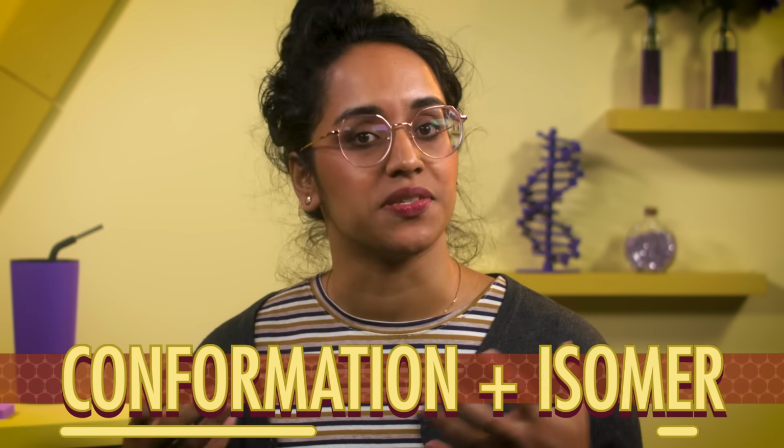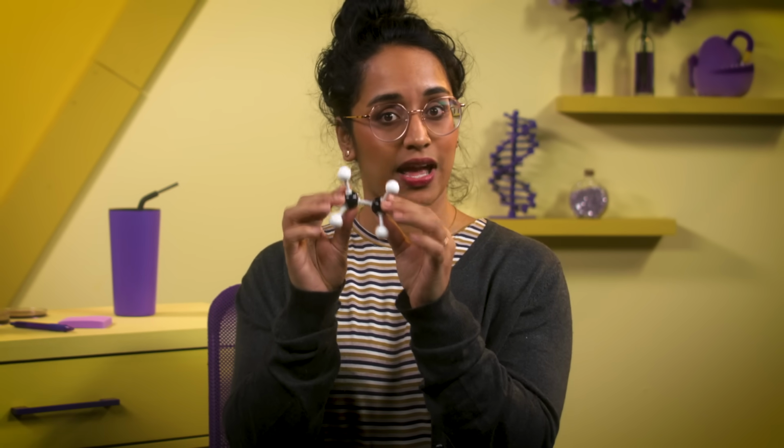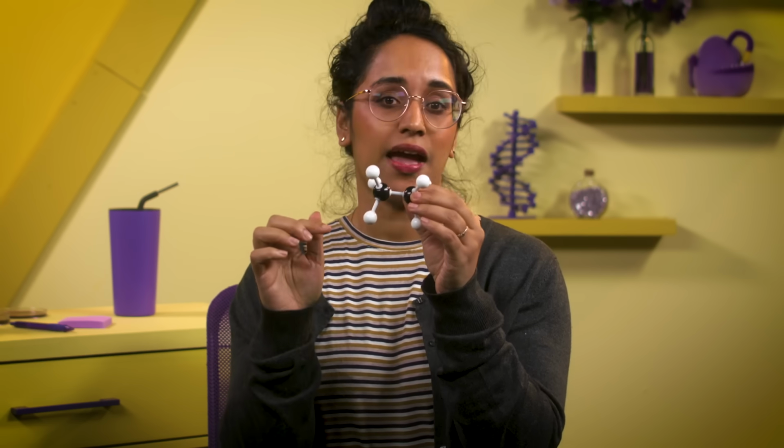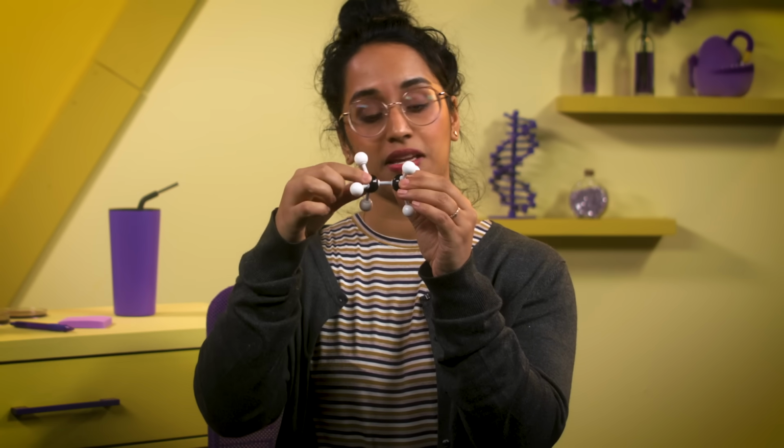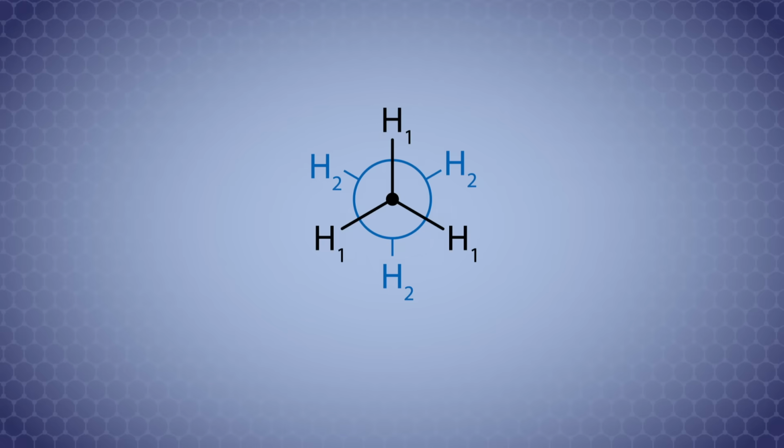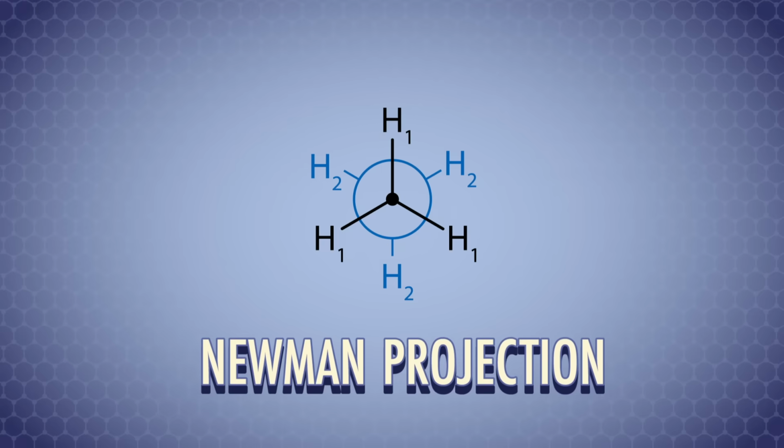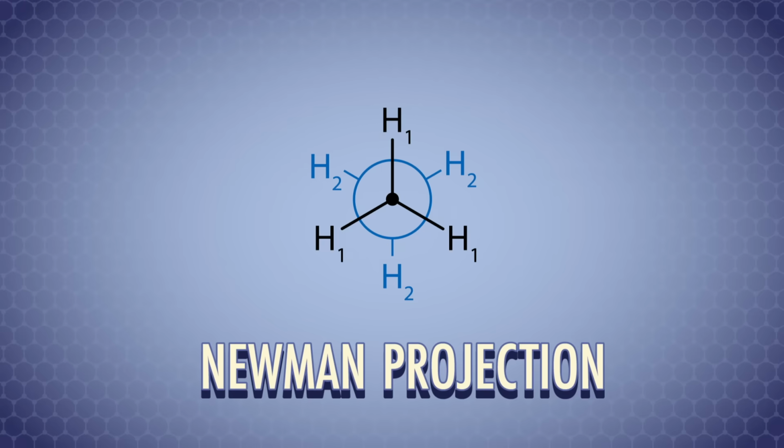A specific conformation is called a conformer, which is derived from the words conformation and isomer. It's easiest to think about conformers in 3D space. So if we look down the carbon-to-carbon bond of ethane, we can see the hydrogens sticking out. As the bond rotates, they can line up or not. To visualize this on paper, we can use a Newman projection. It's a 2D drawing that lets us look straight down the bond that connects 2 atoms and visualize how the attached groups line up.